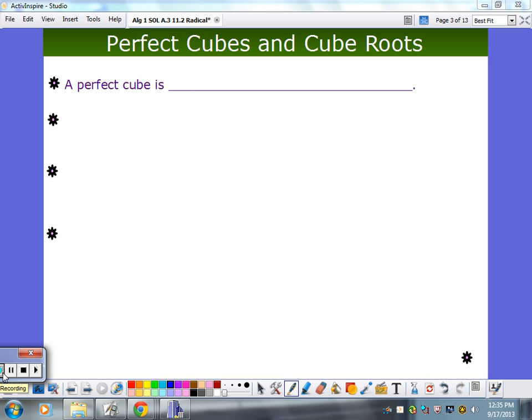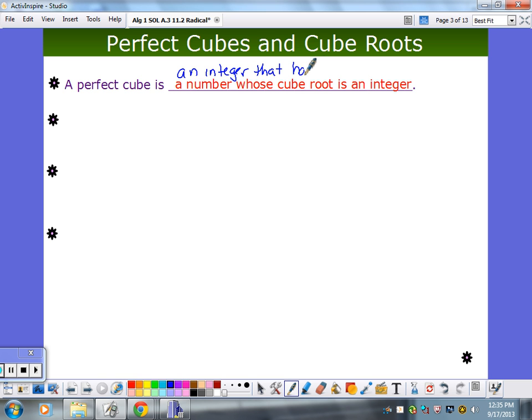What's a perfect cube? We know what a perfect square is. What's a perfect cube? What do you think, Lynn? It's just a little square except step 3. All right, so I made my cube definition to look like my square definition. Remember this cube root is an integer. You might want to say it's an integer that has 3 equal factors.